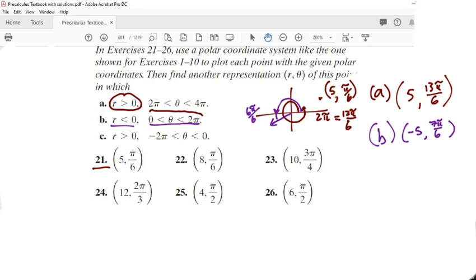7 pi over 6 is between 0 and 2 pi. Right? That's 210 degrees. Yeah, if it was in degrees, that would work. Perfect. Okay, the last one has to be positive, but this time our angle is negative.